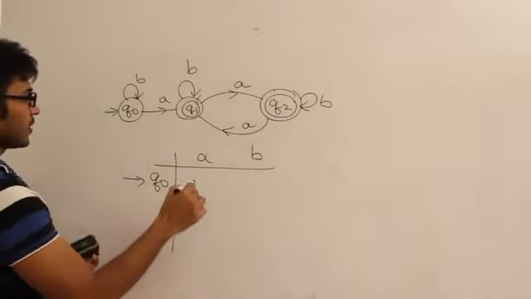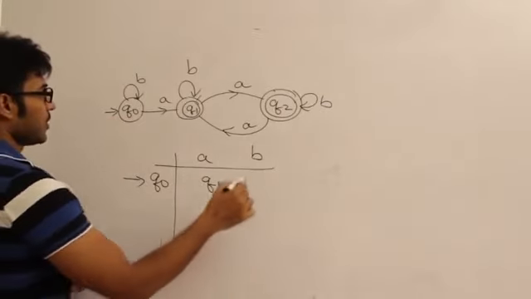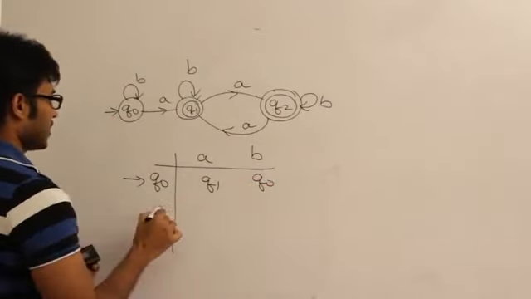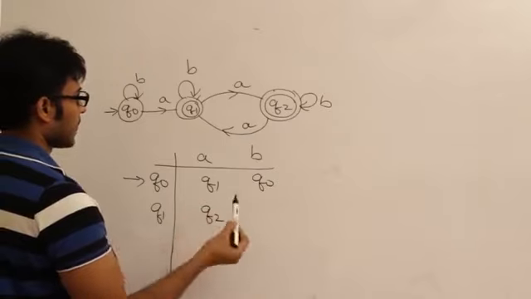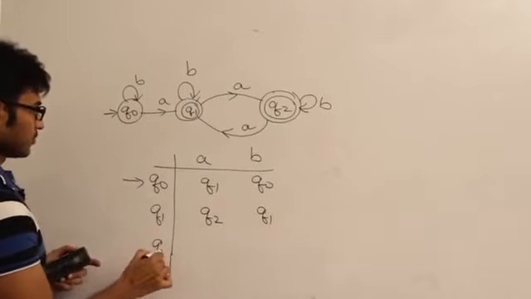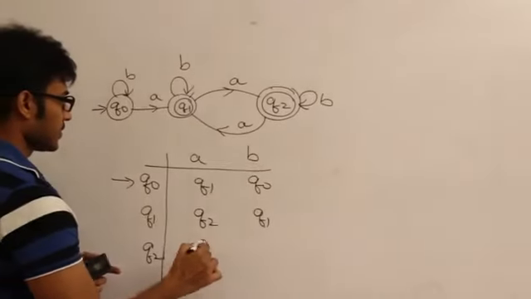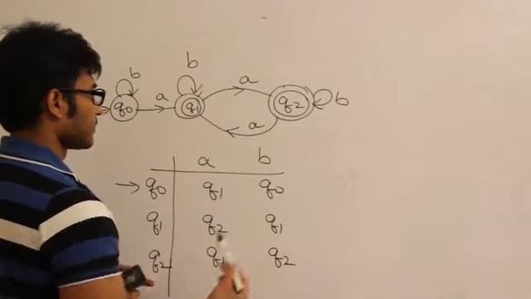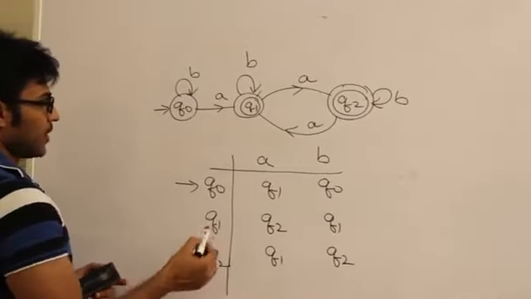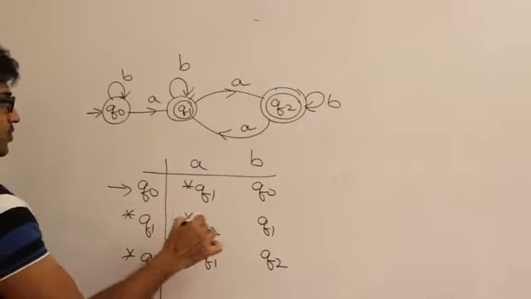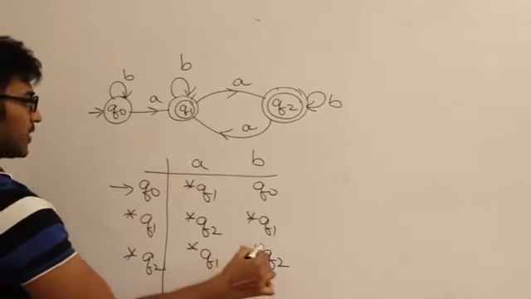A, B. Q0 on A is Q1 and Q0 on B is Q0 itself. Q1 on A is Q2 and Q1 on B is Q1. Next, Q2. Q2 on A is Q1 and Q2 on B is Q2. Okay, so what are the final states? Q1 and Q2, both are final states.